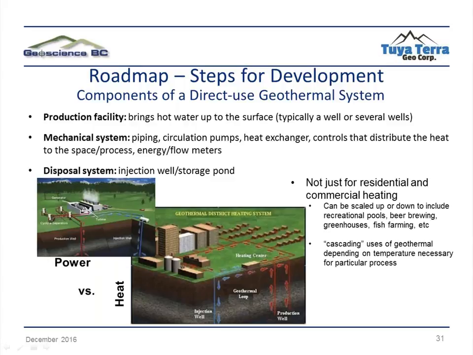And then there's a mechanical system that includes a system of pipes, circulation pumps, heat exchangers, and different controls that essentially work to distribute the heat to the different spaces and processes that require the energy and the heat. And it could be several meters, or it could be a couple of kilometers, depending on the development.